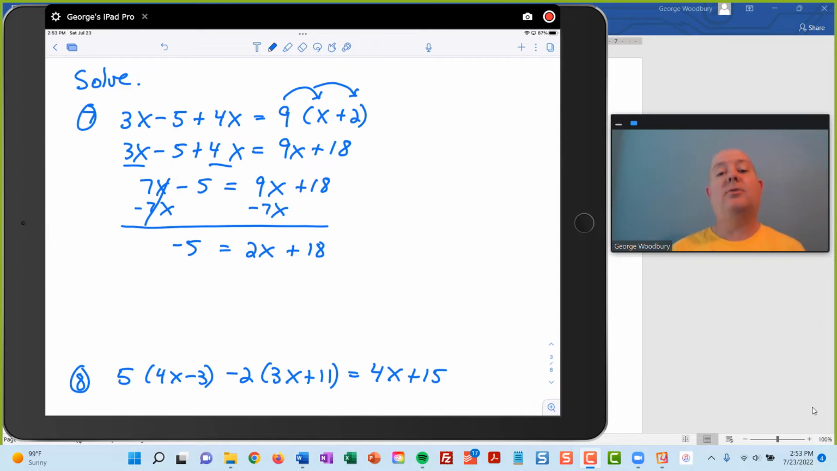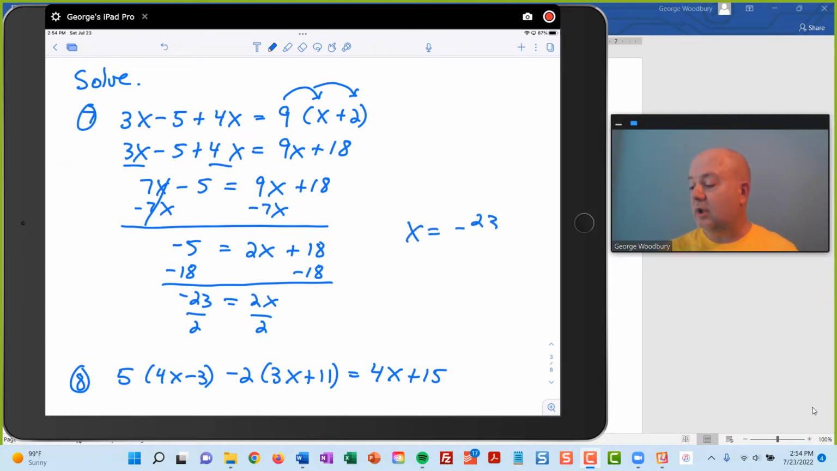Now some students try to move the constant term to the other side at the same time, but I think taking it slow and doing variables first and then constants second will keep you out of trouble. It'll make sure that you get the constants to the other side of the equation. Here I need to move that 18, so I'll subtract 18 from both sides, and that gets me to negative 23 equals 2x, which I can then finish by dividing both sides by 2. Now 2 does not divide evenly into 23, so I'm going to leave it like that. X equals the improper fraction negative 23 halves, which I can then write inside my solution set.